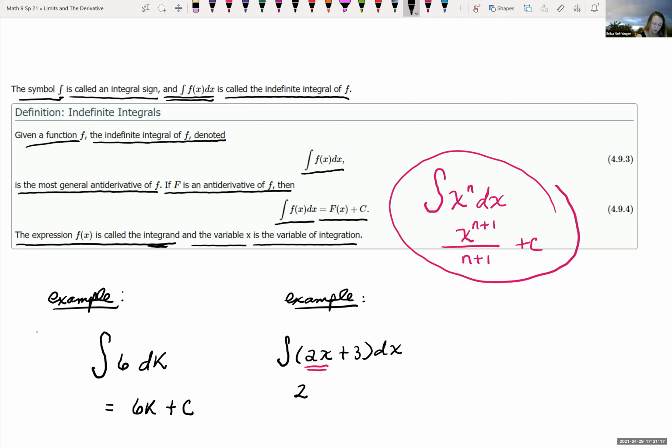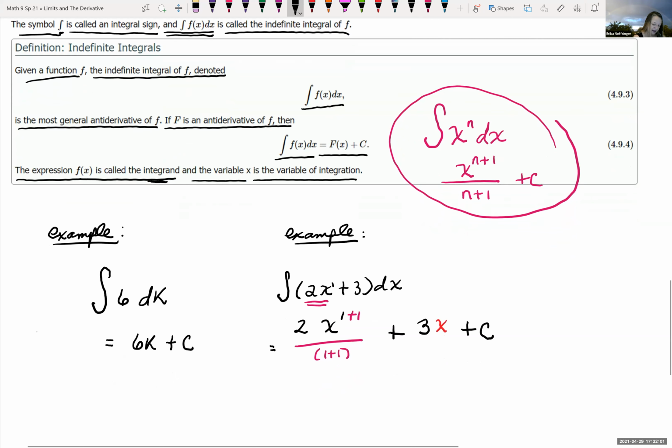And now let's use that rule. So this exponent's not shown as 1. So if we add 1 to our exponent and divide by our new exponent, plus, so taking the antiderivative of 3, well, I need an x there in order to take the derivative of it just to get back 3. And then, when I'm dealing with indefinite integrals, I'm always going to add on this constant c.